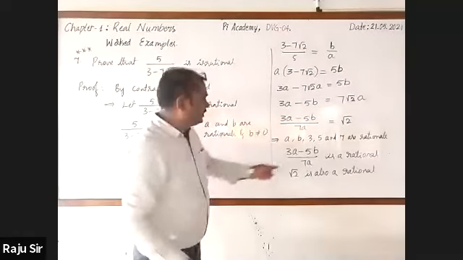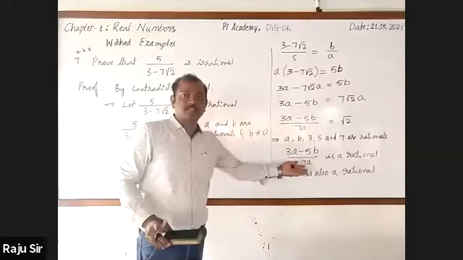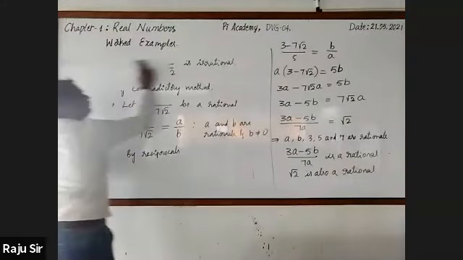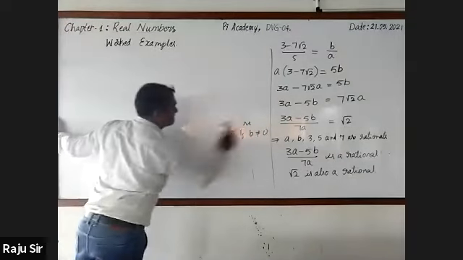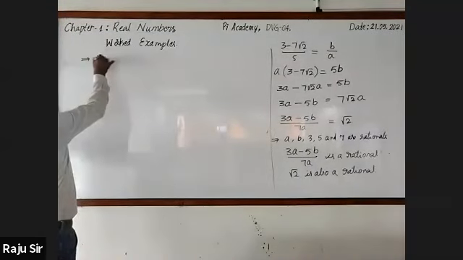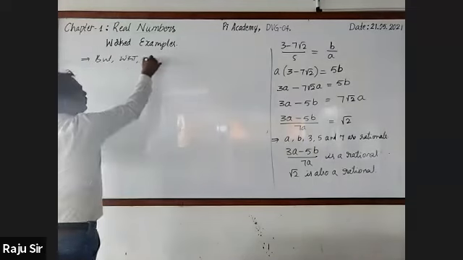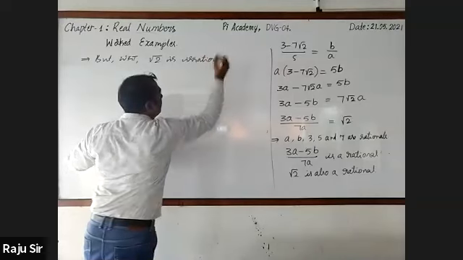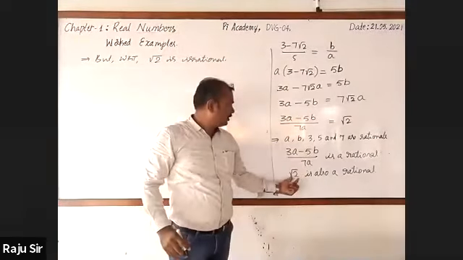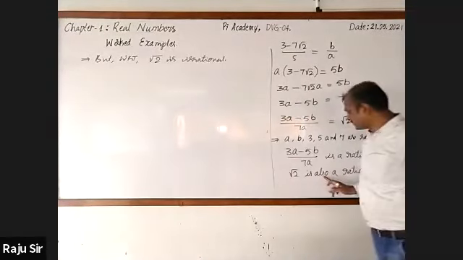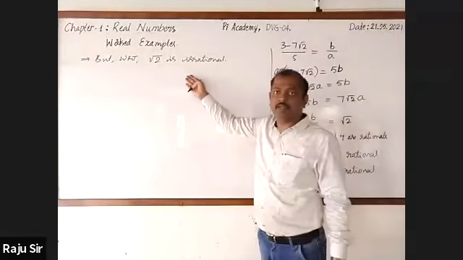But actually, root 2, whether it is rational or irrational? Irrational. It is irrational, right? But we know that root 2 is irrational. According to our assumption, we have got root 2 is rational. Actually, it is irrational. Therefore, our assumption is a reverse of the given statement.